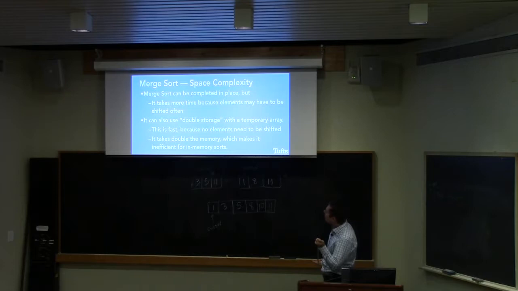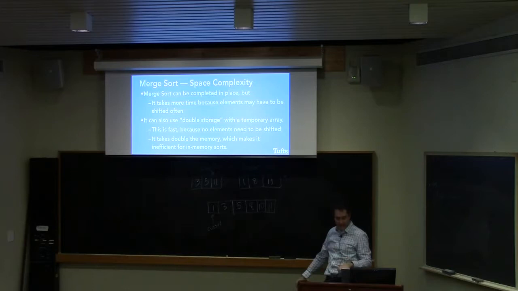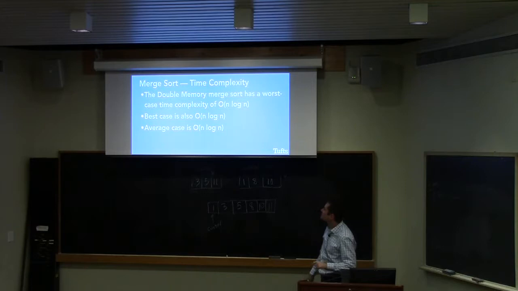And then you can also, this is the double storage. That's double storage per level, I guess. You don't have to shift anything. It takes double the memory for each individual piece, each individual level down you're going. Okay. Worst case, time complexity, n log n. Best case, n log n. That's pretty nice. It doesn't degrade down to n squared behavior or anything like that.